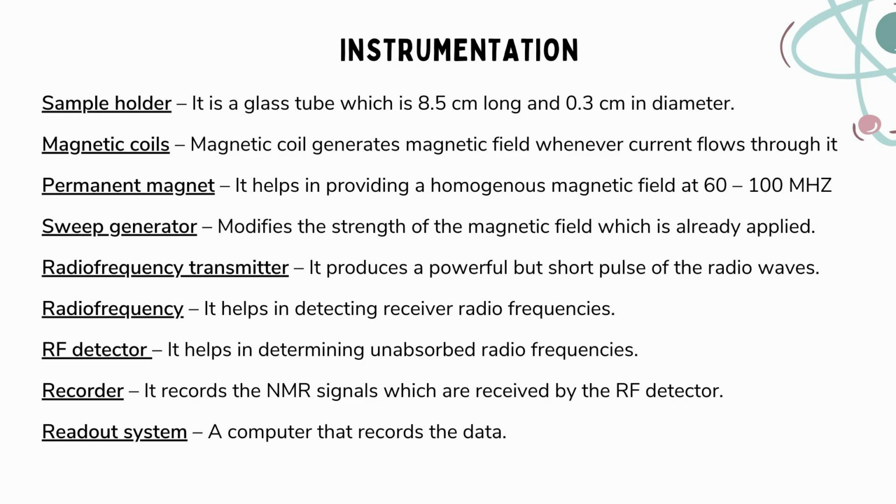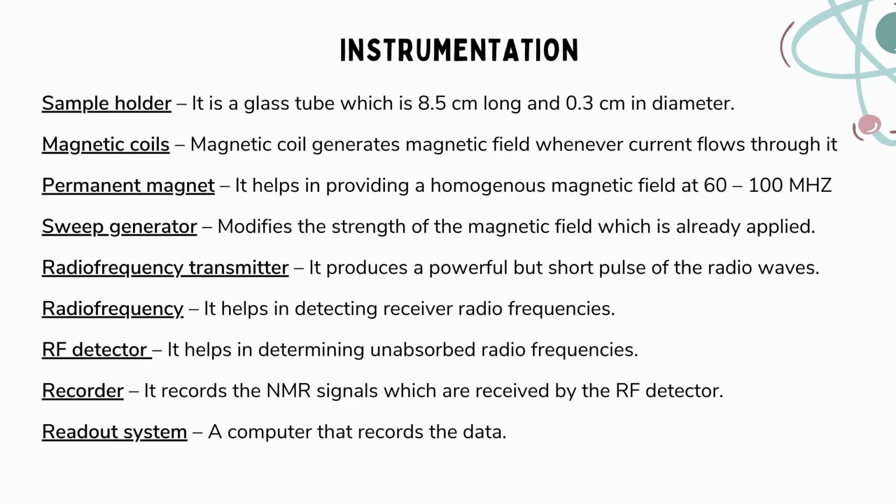Sweep generator. This generator modifies the strength of the already applied magnetic field. Radio frequency transmitter. This transmitter produces a powerful but short pulse of radio waves. Radio frequency receiver. This component helps detect the radio frequencies.